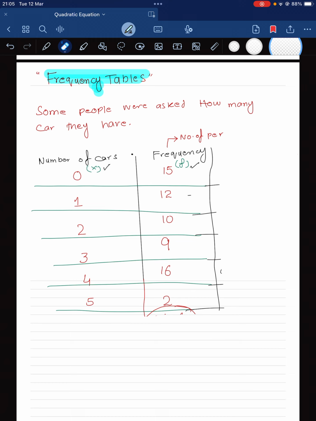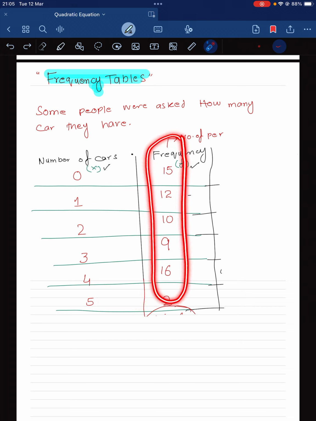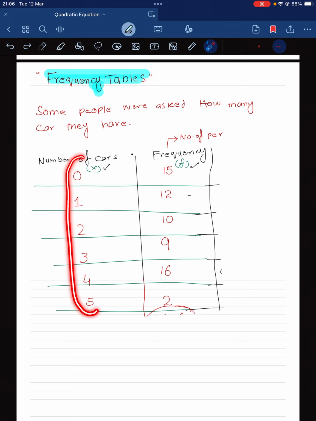Okay, some people did a survey in the society, and people were asked about how many cars they have. According to the survey, 15% said that they have 0 cars. This is the frequency and this is the number of cars. So 15% said that they have no car, and 12% said that they have only 1 car, and 10% said that they have 2 cars, and 2% said that they have 5 cars. So this column represents the frequency and this column represents the number of cars.